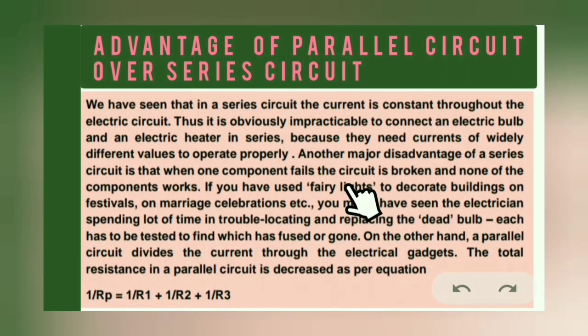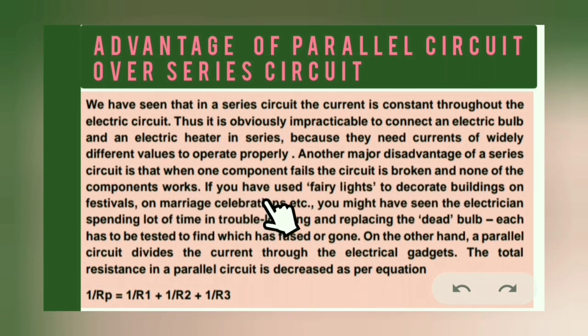If you connect an electric bulb and an electric heater in series, they need currents of widely different values to operate properly. So according to the requirement, different devices will take different currents. So both will not work properly. Another major disadvantage of series circuit is that if one component fails, the circuit is broken and none of the components work.